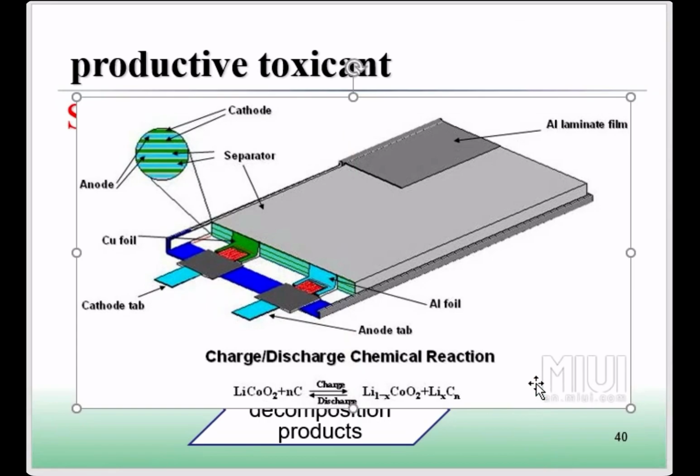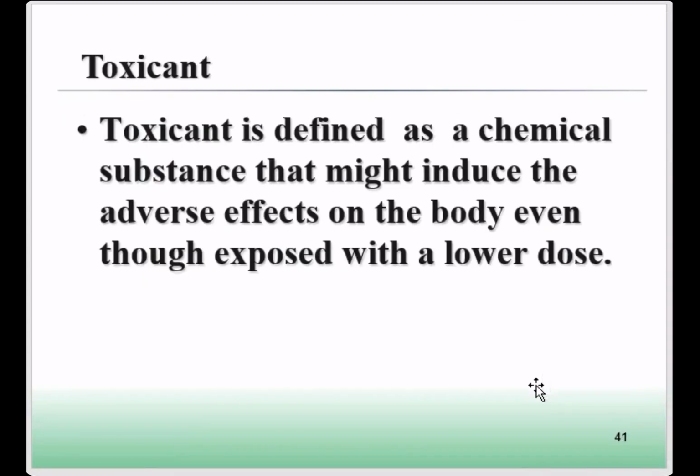It may let the workers get an injury or illness. So a toxicant is defined as a chemical substance that might induce adverse effects on the body even when exposed to a lower dose. Why do we think that if the body is exposed to a lower dose it can also cause disease or injury for the workers? That is because some toxicants have adverse effects even when they have a lower dose.